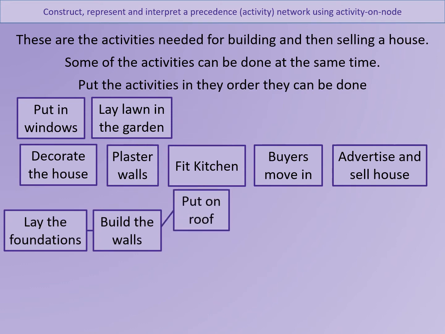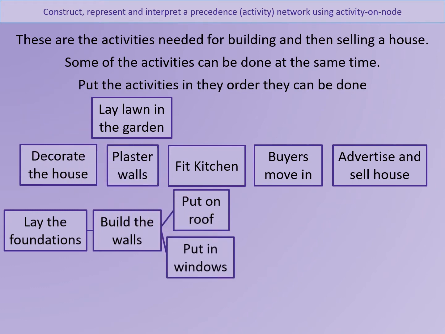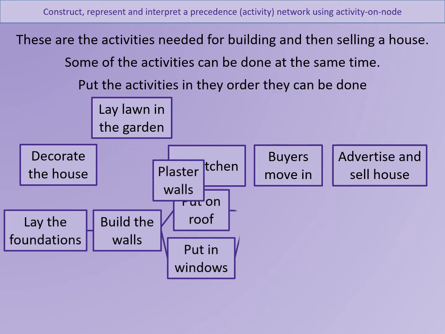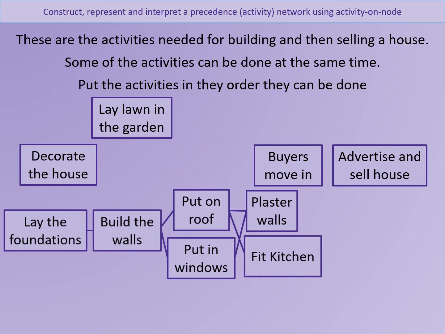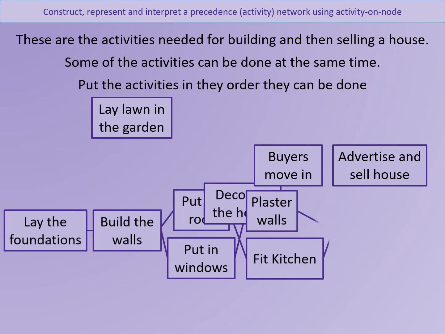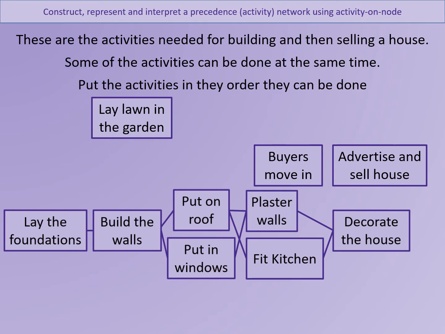And after the walls have been built, the roof can then be put on. We can also put in the windows, that can happen at the same time. Once the roof has been put on and the windows have been put in, the walls can then be plastered. The kitchen can then also be fitted at the same time. And once those things have happened, the house can be decorated.